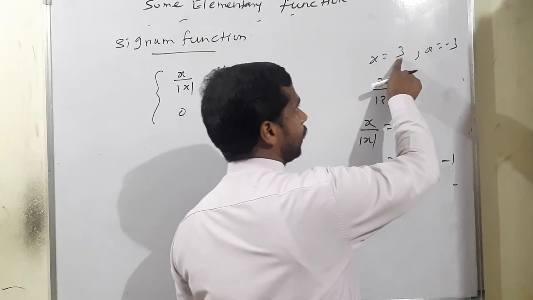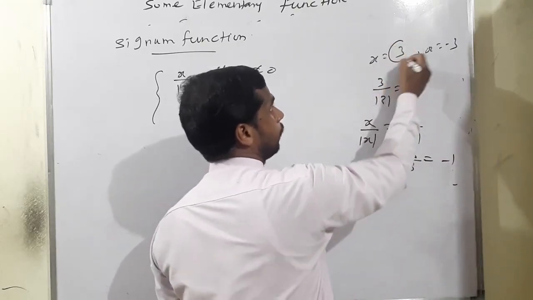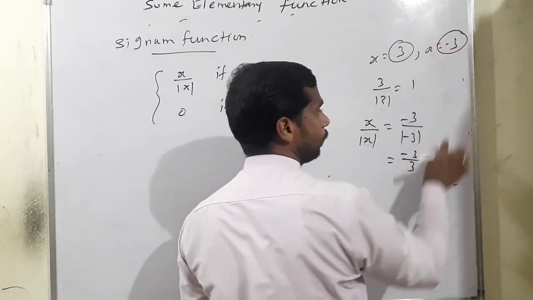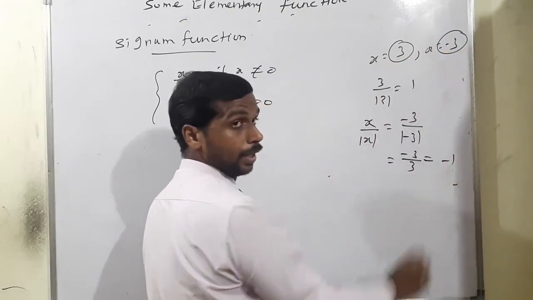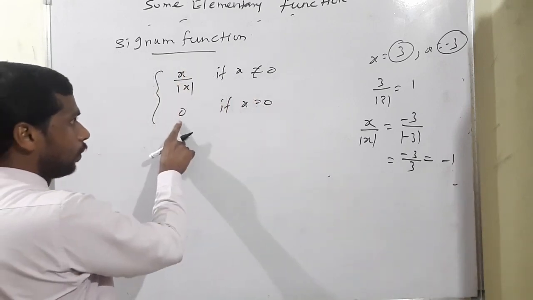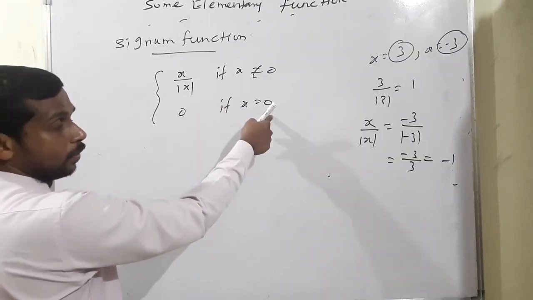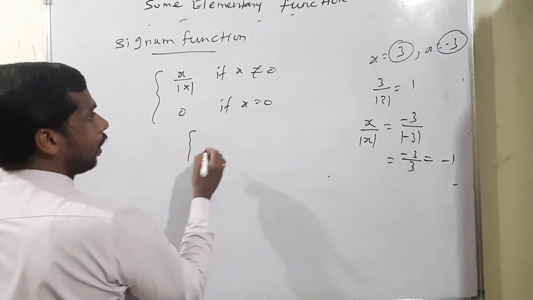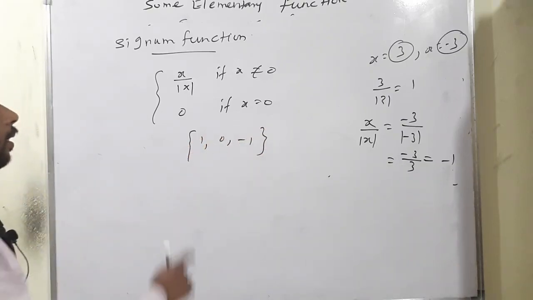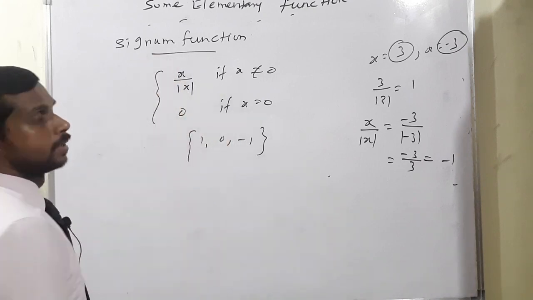The sign will be different. If we take a positive value, the output is also positive. But if we take x negative, the output is also negative. That is the difference in x divided by modulus x. And if x is equal to 0, then the output is 0. So the outputs are 1, 0, and minus 1. This is called the Signum function.